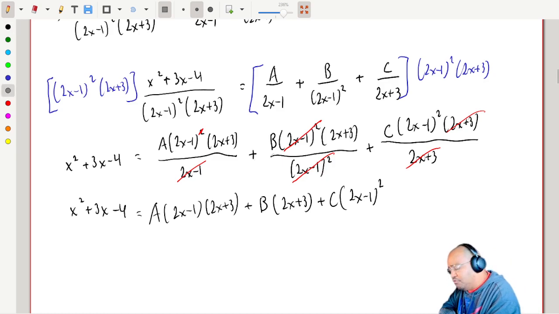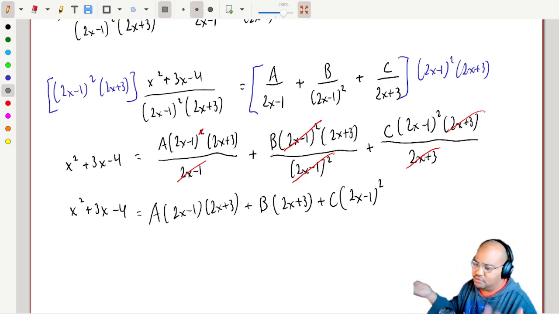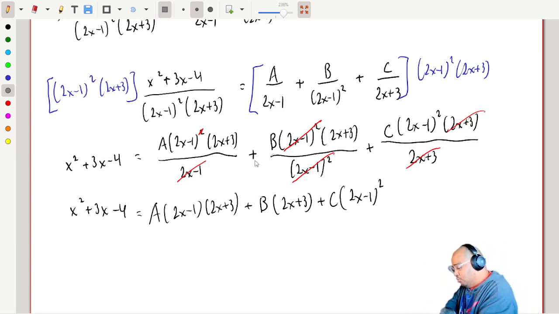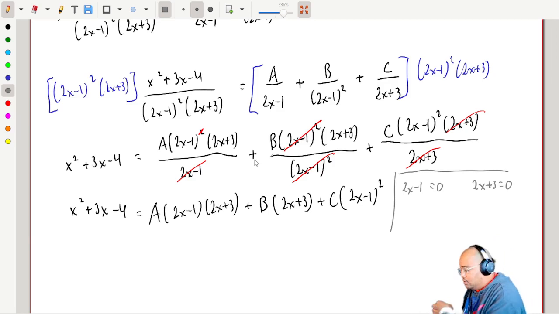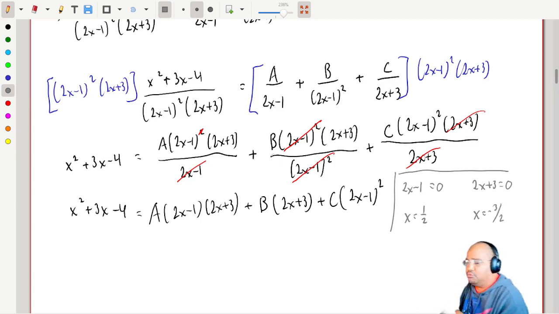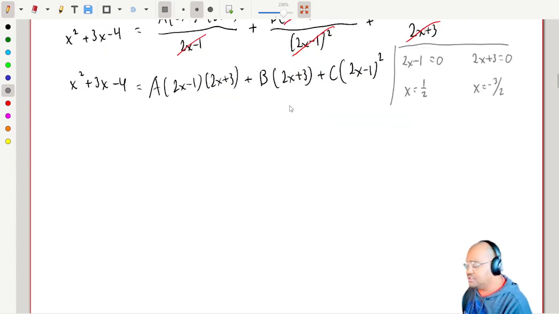So if you've noticed from above, the way that I selected those clever x values is making some of those factors be 0. So what we're going to do as an aside, we need to set the two factors equal to 0. So 2x minus 1 equals 0. And 2x plus 3 equals 0. This will give us our clever x values to select. So you can do the work here. You'll get x equals 1/2 as the first clever x value. And the second, x equals minus 3 over 2. So those will be our two clever x values that we will select.